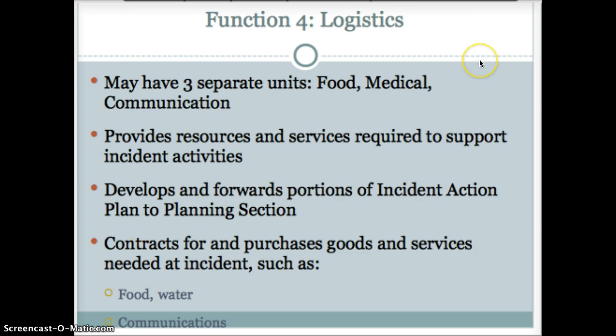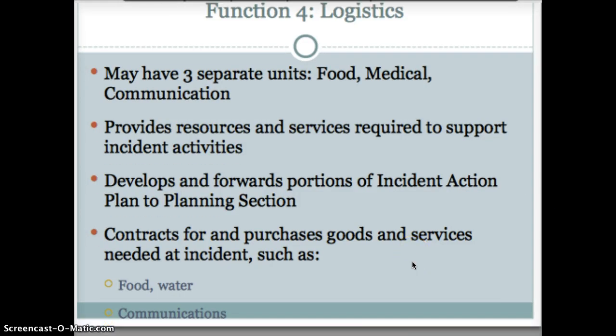Logistics. They may have 3 separate units: food, medical, communication. They provide resources and services required to support the incident activities, everything that I said, all the other 5 functions. And they develop and forward portions of the incident action plan to the planning section. And they are the ones who will contract for and purchase goods and services needed at the incident, such as food, water, communications, supplies, possible repair supplies.